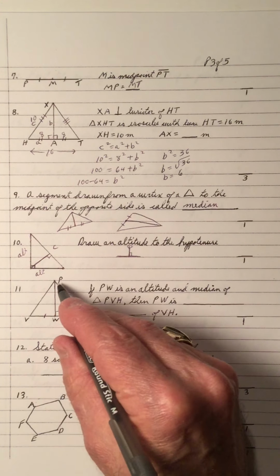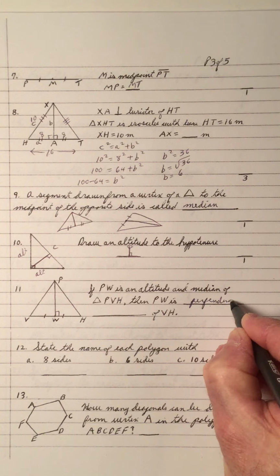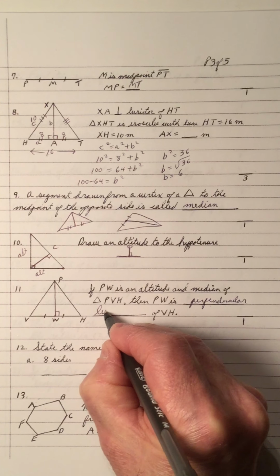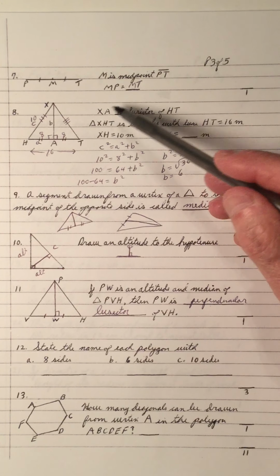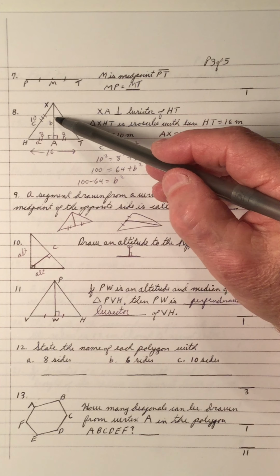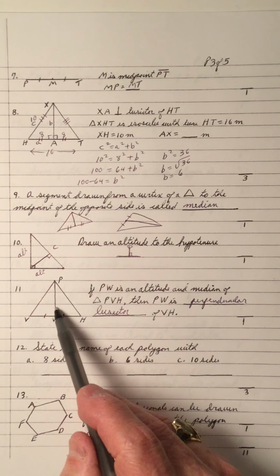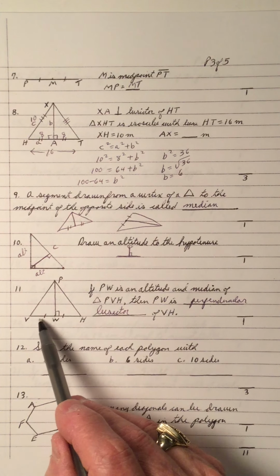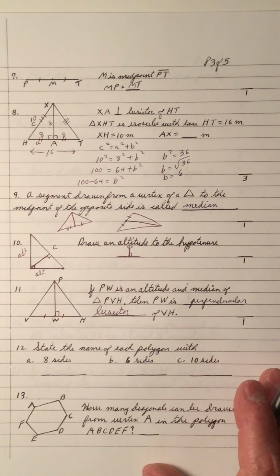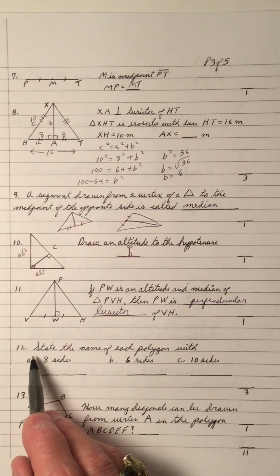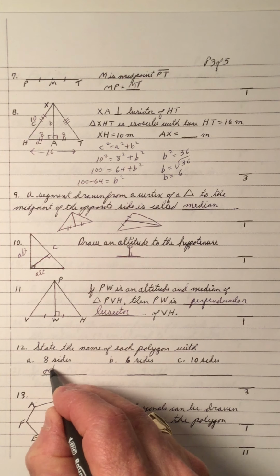So PW is what we call the perpendicular bisector. Because if you look up at question 8, if XA is the perpendicular bisector, what's the perpendicular bisector? Perpendicular to the opposite side and bisecting it. So this is what this segment is, an altitude and a median at the same time. So we could say that's the perpendicular bisector, just a different way of making the statement. Number 12, state the name of each polygon. If you have 8 sides, did you memorize them? You have an octagon.